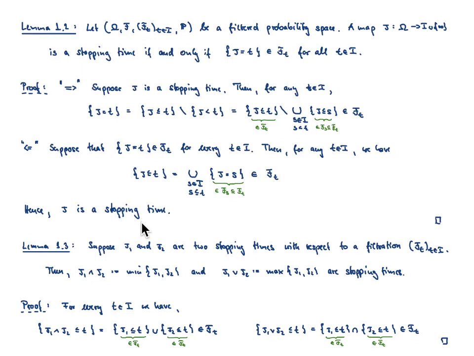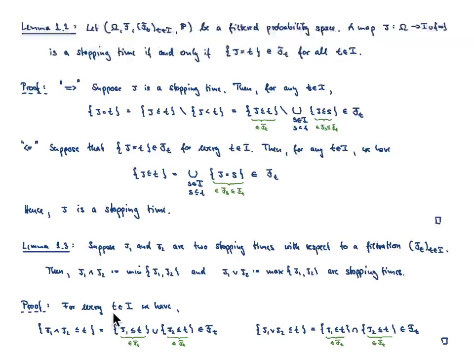Well, here comes another lemma which tells you how you can operate with stopping times. For that purpose, let us consider two stopping times, call them tau1 and tau2. And these should be stopping times with respect to a filtration Ft which is given to us. And then it holds true that the minimum between these two stopping times, as well as the maximum between these two stopping times, are stopping times. So let us prove that.